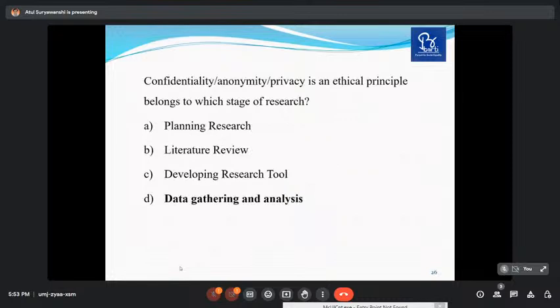Let us turn towards the next slide. Confidentiality, anonymity, and privacy is an ethical principle belonging to which stage of research? Planning research, review, developing research, or data gathering and analysis. The exact answer is D, data gathering and analysis. We have to maintain confidentiality when we collect the data and when we analyze it. We have to obey such things. These are the ethics of research that we have to follow.